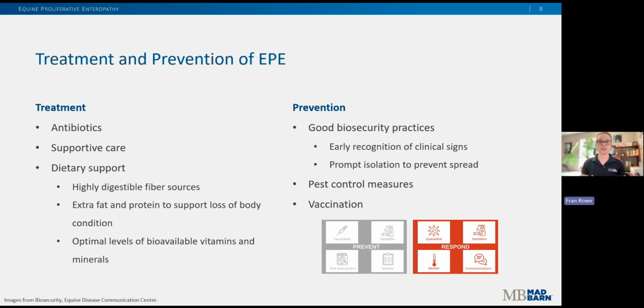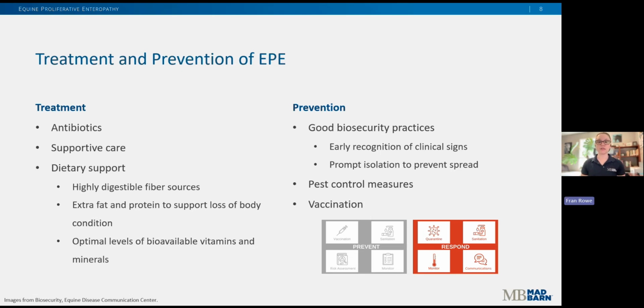Using highly digestible fiber sources like beet pulp and forage pellets can make the digestive process easier for that foal and easier for their compromised gut. Adding extra fat and protein for calories and quality amino acids can support that loss of body condition. And then certainly ensuring that the diet is well balanced with optimal levels of highly bioavailable vitamins and minerals will help restore any vitamin and mineral deficiencies that have developed during this time.